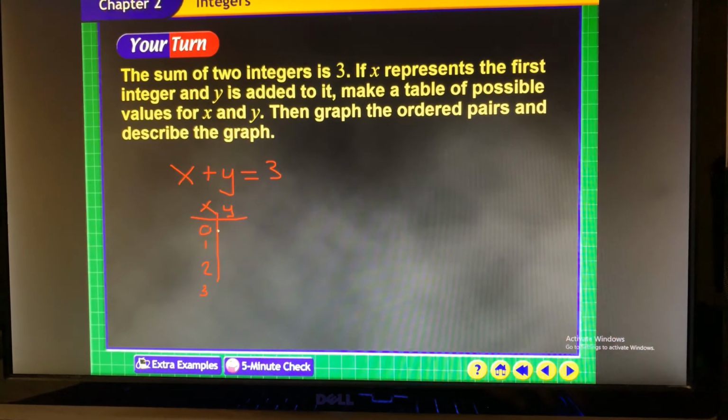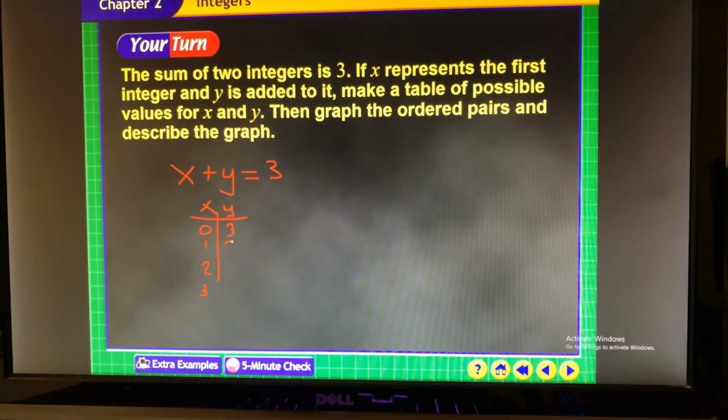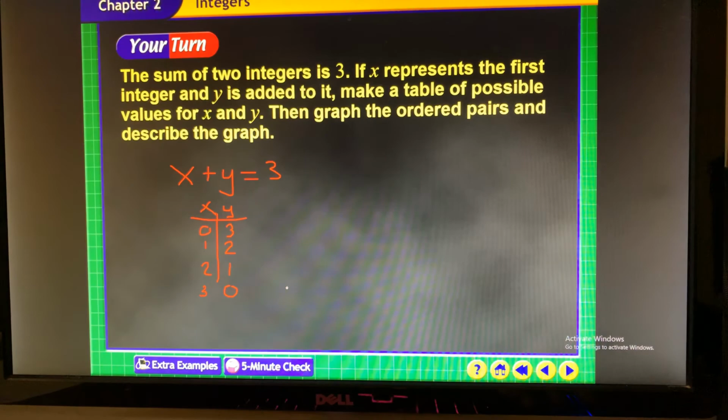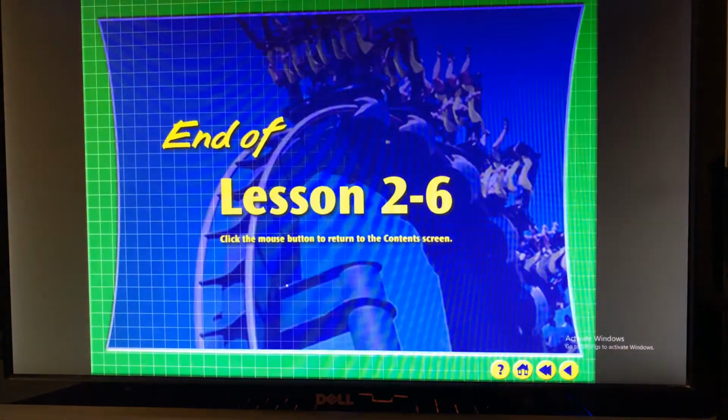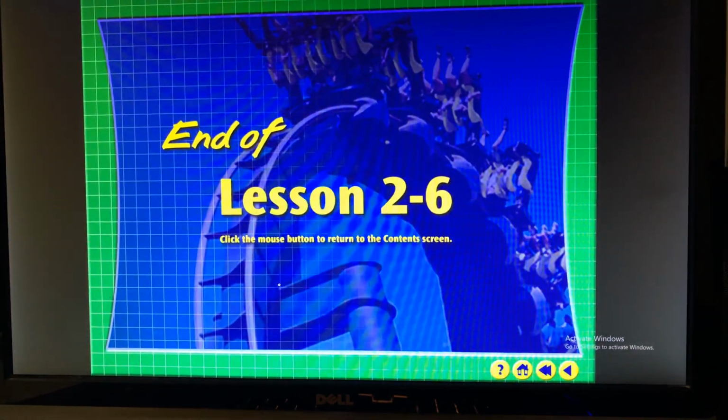So 0 plus what equals 3? Well, 0 plus 3. 1 plus what equals 3? And then you can see the pattern: 3, 2, 1, 0. And then you can graph it. And that's all there is to chapter 2. Good luck.